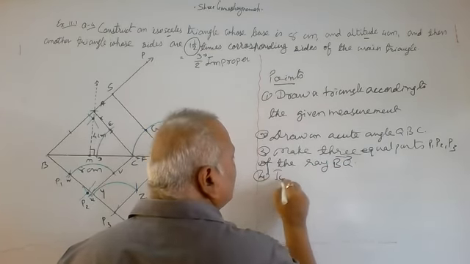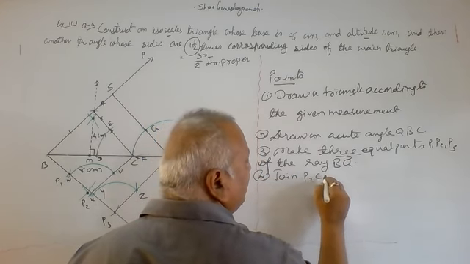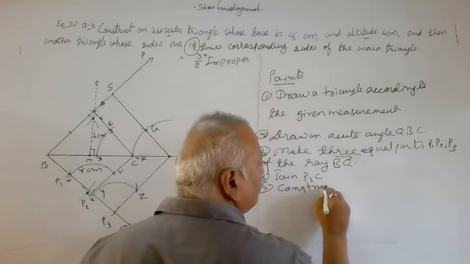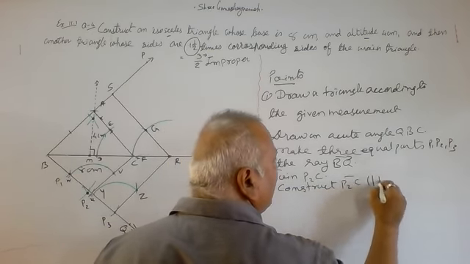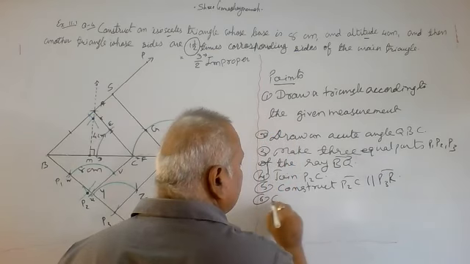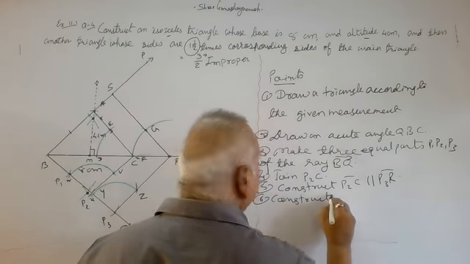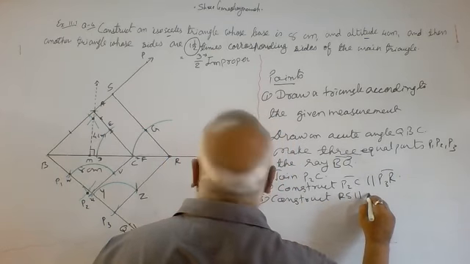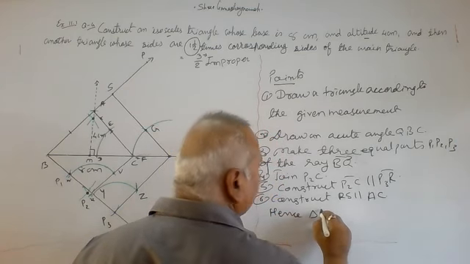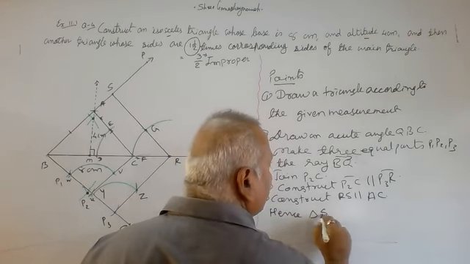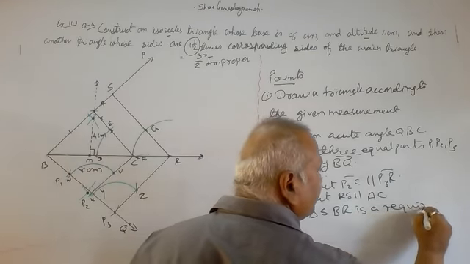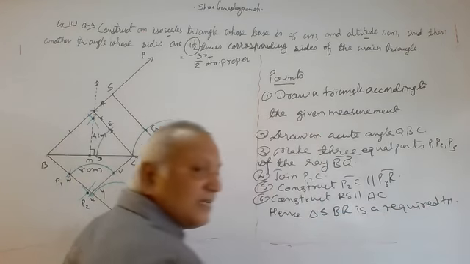Number 4, join P2C. Number 5, construct P3R parallel to P2C. Number 6, construct RS parallel to AC. Hence, triangle SBR is a required triangle. Is it clear, friends, everybody?